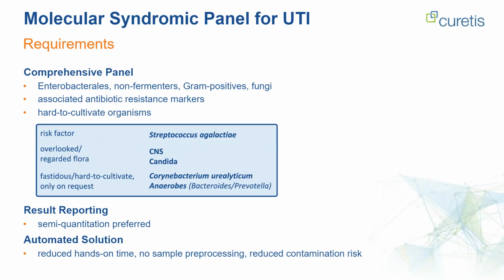So we have Strep agalactiae, an important risk factor. We have CNS and Candida, overlooked or not reported. We have Corynebacterium urealyticum, a fastidious organism, or anaerobic bacteria like Bacteroides and Prevotella. Furthermore, some sort of semi-quantitation is also preferred, of course, to support identification of predominant organisms. And finally, nobody wants to pipette thousands of PCRs. An automated solution with reduced hands-on time and decreased risk of contamination is absolutely essential.